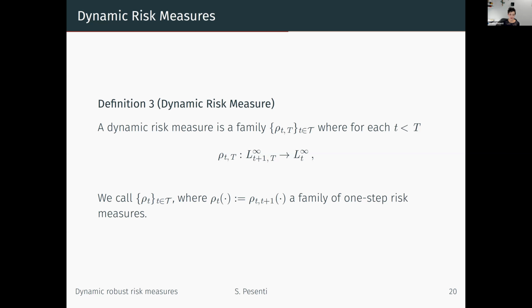And for defining a dynamic robust risk measure, I would have to quickly recap some of the notation. What is a dynamic risk measure? It takes in a stochastic process and gives you a random variable. So here rho t comma capital T takes the process from x t plus 1 up to capital T and gives you the risk summarized at capital T, which is now a random variable measurable at time t. And if capital T is just t plus 1, then we have what is called a one-step risk measure that just measures the risk of the next time step ahead.